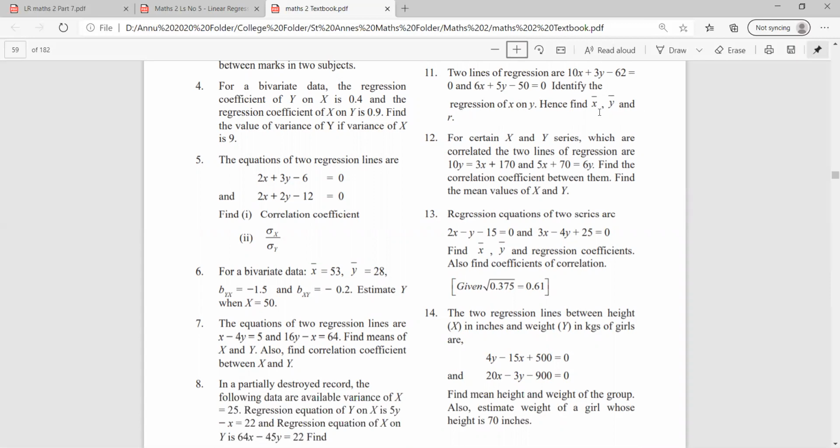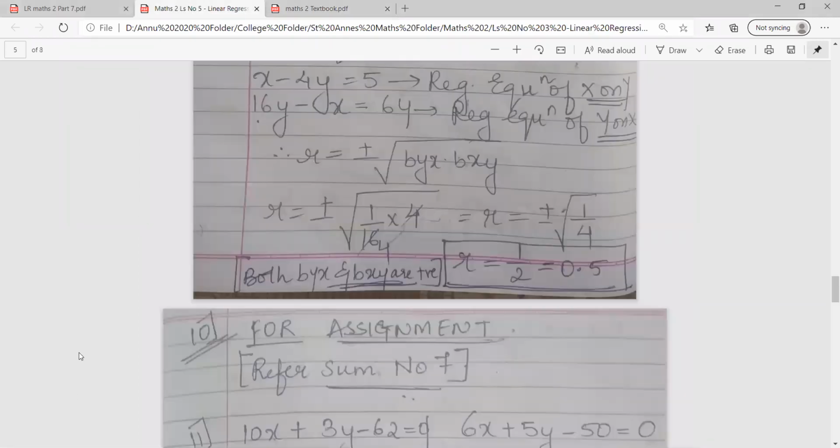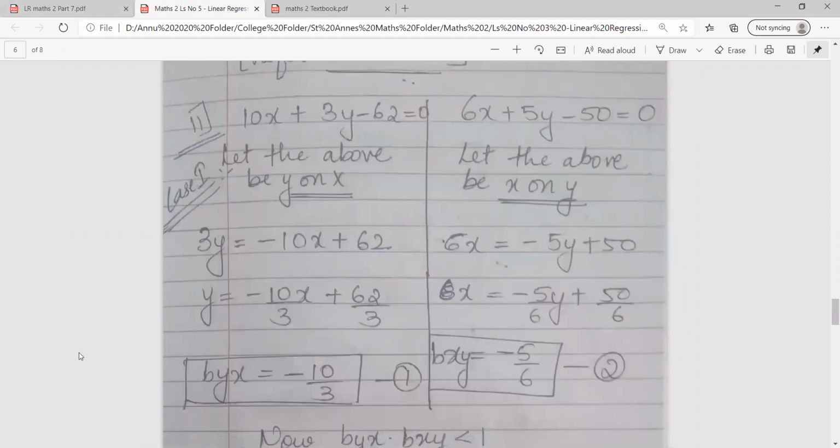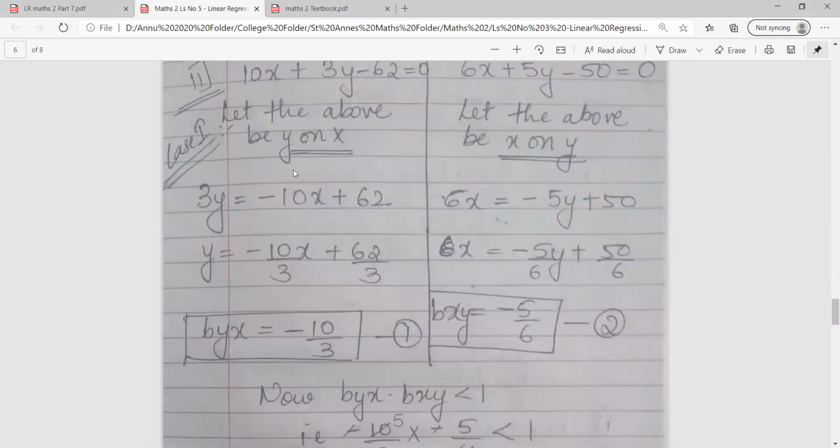Now class, in this particular sum, as you observed, they have asked you to identify. Earlier they were not asking, but in this particular sum, they have asked you to identify and tell which one is x on y. So let's begin class. As you all know how to start, the two regression equations are given to you all. So you will assume case number 1. We'll assume let the first equation be y on x and the second one be x on y.